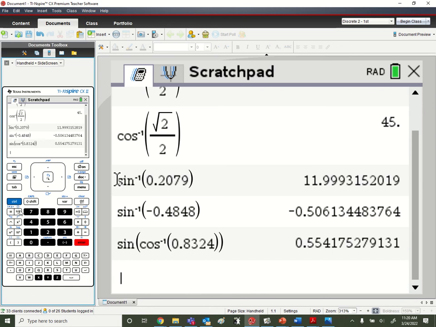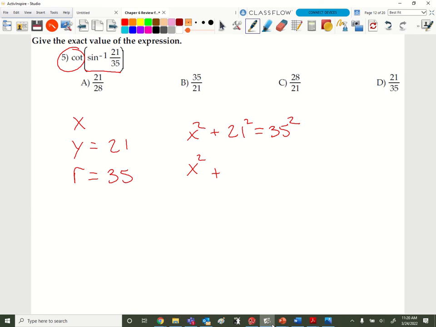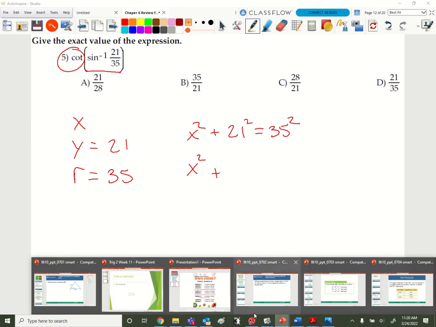So where was that? Okay, so it was 21 squared. It is 441. Wow, okay. I might actually be good at math. And then 35 squared.